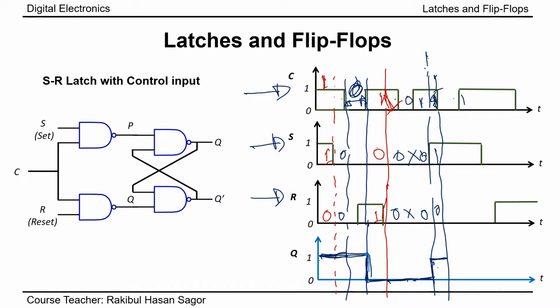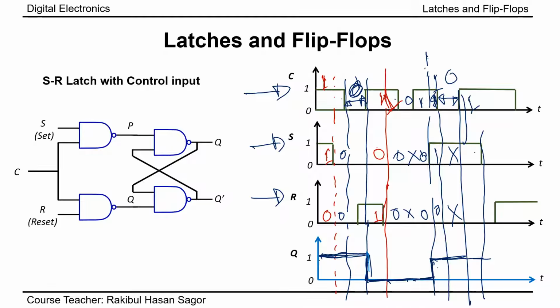Now for this portion, from here to here, again control signal 0. We do not care about the inputs. Whenever we have control signal equal to 0, it will hold the previous data. What is the previous data? Previous data was 1, so 1 will continue. Again here control signal is equal to 1 and it's set, so the circuit will be set up to this much.